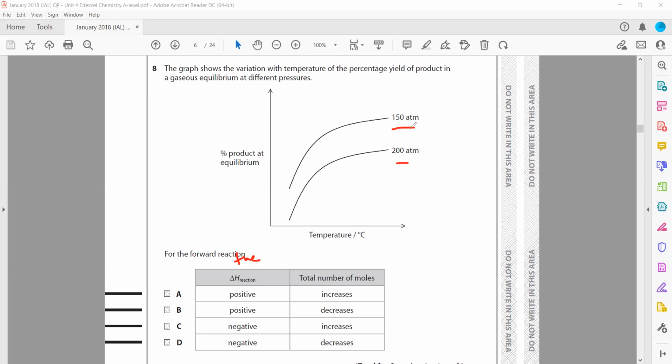And when we are increasing the pressure, like 200 becoming 150, when we decrease the pressure, remember, an increase in pressure shifts the equilibrium towards the side where fewer moles are there. And a decrease in pressure shifts the equilibrium towards the side where more moles are there. So when we decrease the pressure, we are getting more product. It means the product side is having more moles. So the number of moles increases, and the enthalpy change of the reaction is positive because the reaction is endothermic.